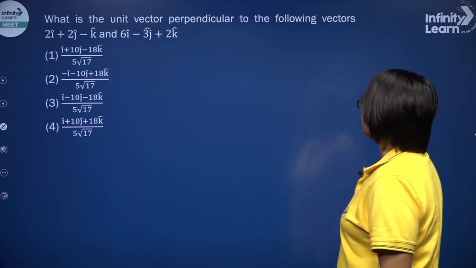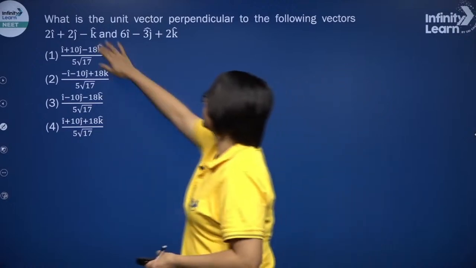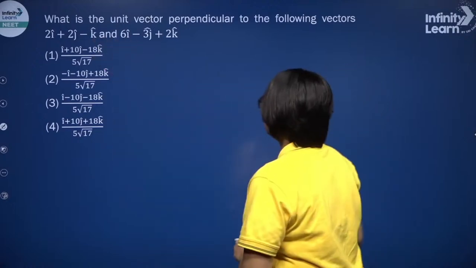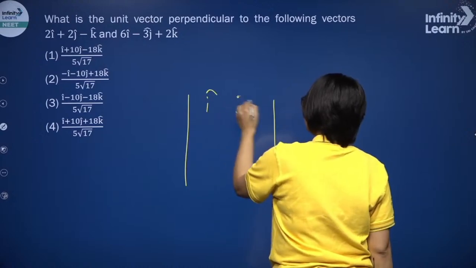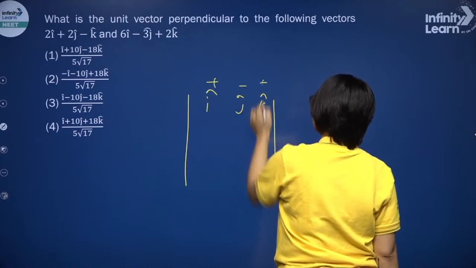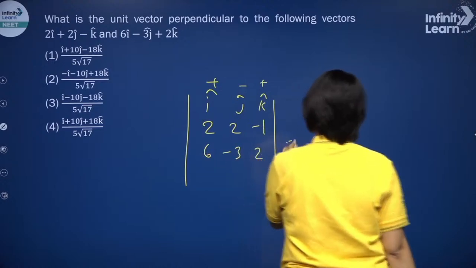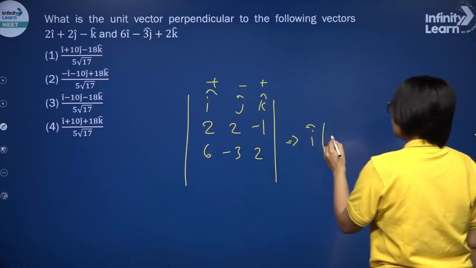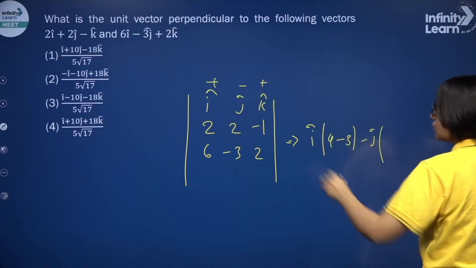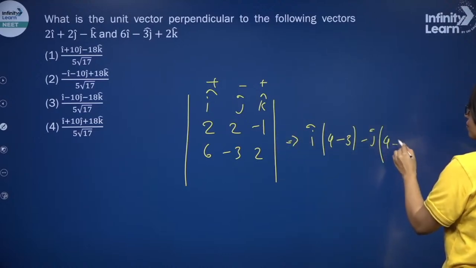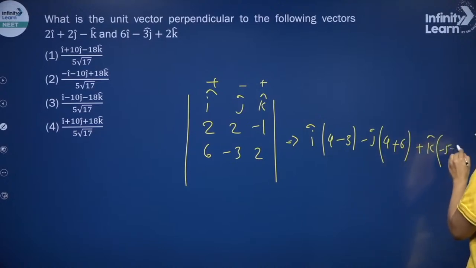Next is, what is the unit vector perpendicular to the following vectors? So the cross product will be perpendicular to these two, right? So let's find the cross product first. i j k, positive negative positive, 2 2 minus 1, 6 minus 3 2. So this will be i times (4 minus 3), minus j times (4 plus 6), and k times (minus 5 minus 12).